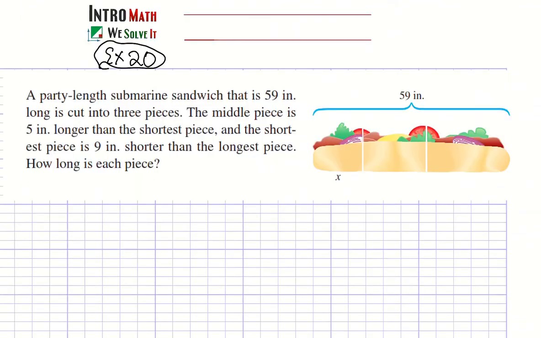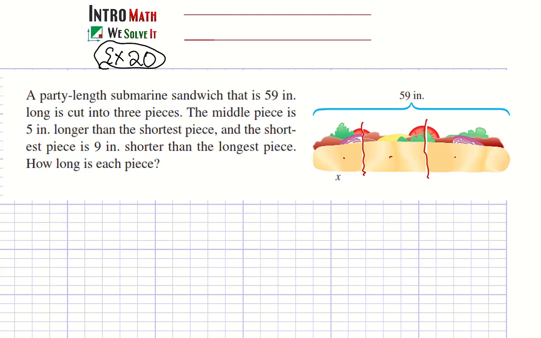Alright, here's example number 20. It says that a party-length submarine sandwich that is 59 inches long is cut into 3 pieces. See the picture there? They cut it here, and they cut it here. So that's 3 pieces. The middle piece is 5 inches longer than the shortest piece, and the shortest piece is 9 inches shorter than the longest piece. How long is each piece?